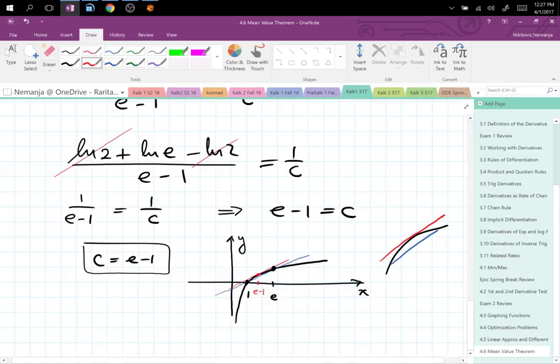So red line and blue line have to be parallel because they have the same, right? We have the same slopes. Those two lines are parallel. So we can find at which point we have this.